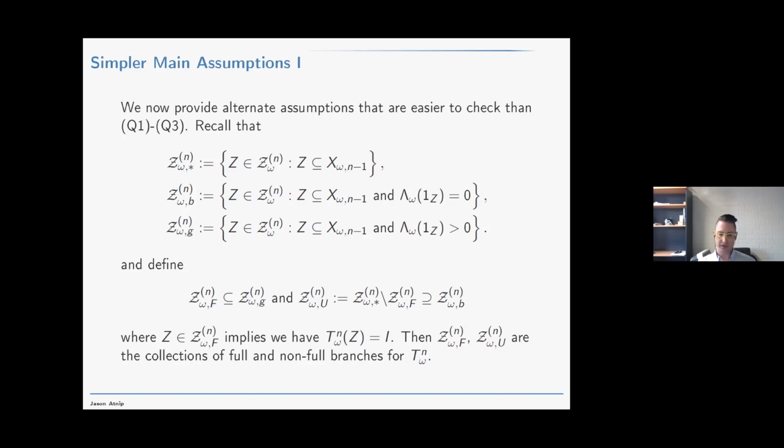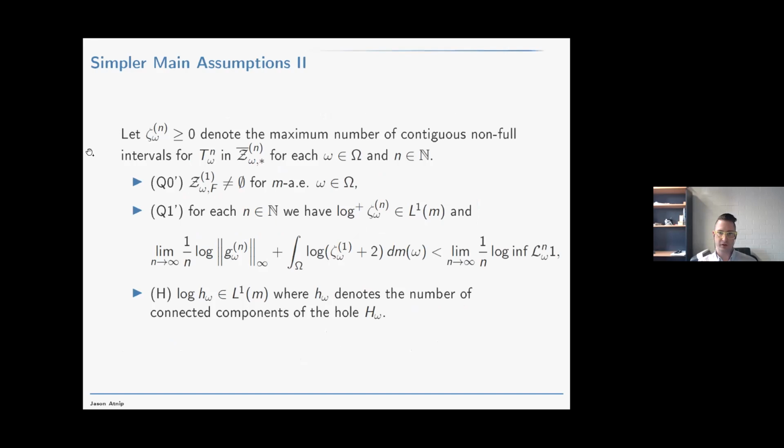And what we can show is that any bad interval is going to be contained in our set of non-full branches, and any full branch is going to be contained in our set of good intervals. Now, if we restrict to the classes of full and non-full branches, and we accept that our examples need to have some sufficiently large number of full branches, we can come to these alternate assumptions.